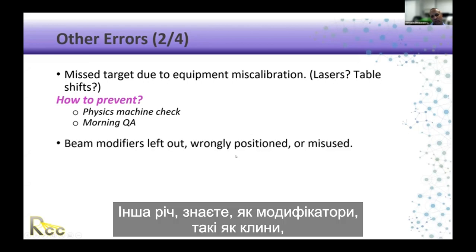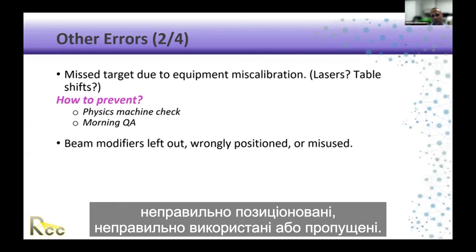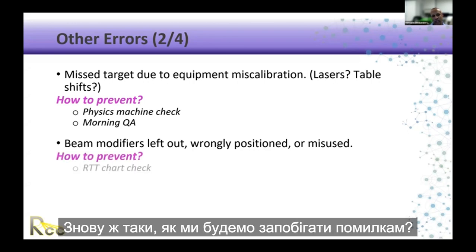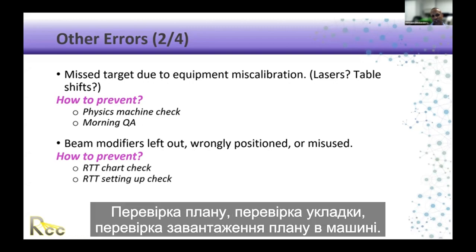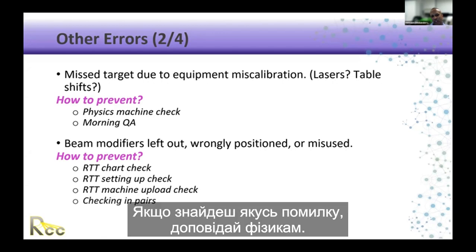Another thing is beam modifiers, like wedges, wrongly positioned, misused, or left out. Again, how are we going to prevent it? Chart check, setup check, machine upload check. So we have to check that, and if you find any error, report it to physics.